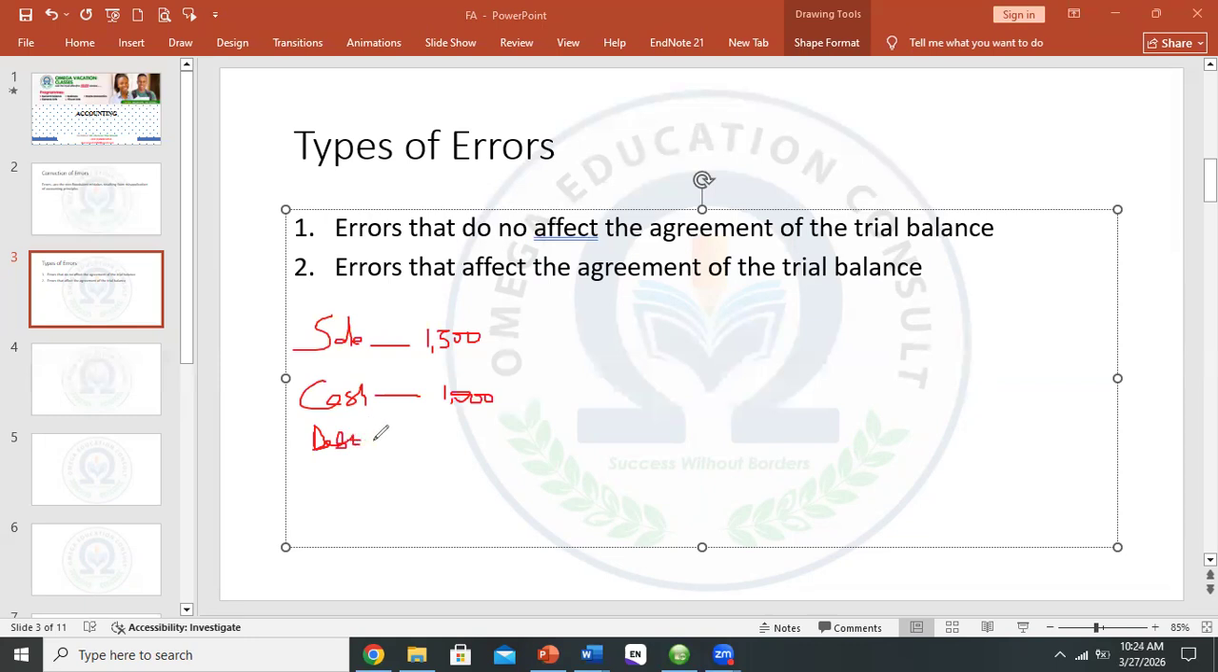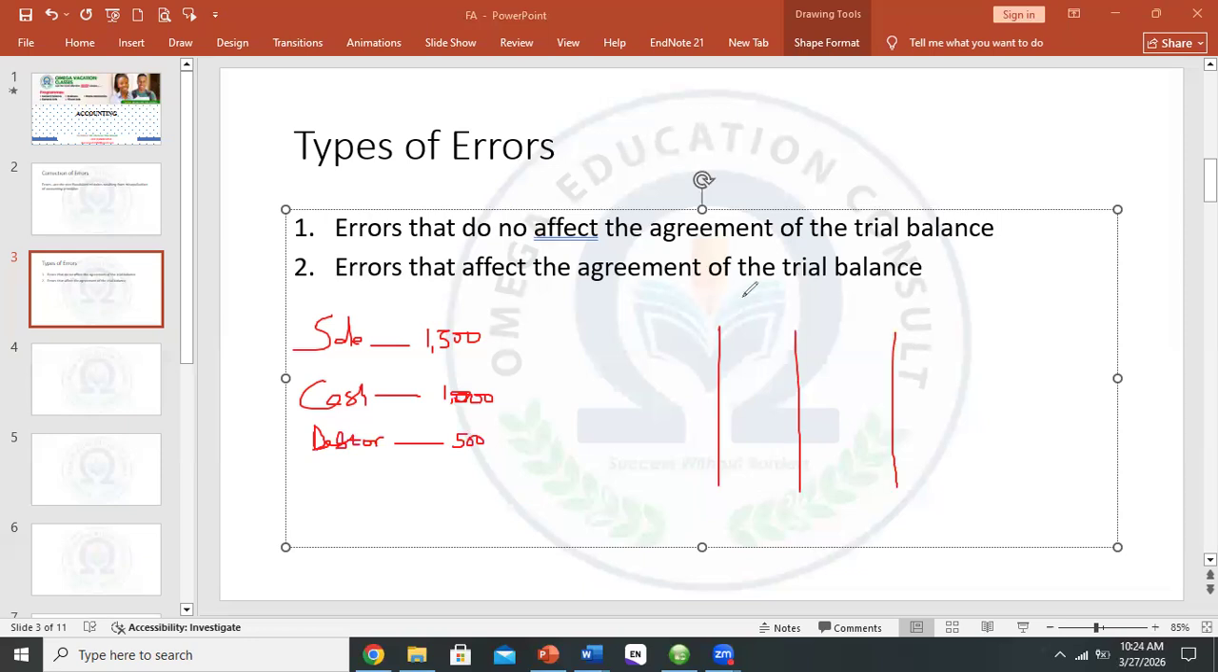The debtor of 500. So ordinarily, if I'm preparing a trial balance, sales will be on the credit 1,500, cash will be on the debit 1,000, and then the debtor 500 will add up, right? Giving us the equal balances.